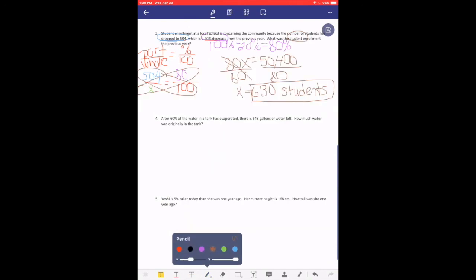Question number 4. After 60% of the water in a tank has evaporated, there is 648 gallons of water left. How much water was originally in the tank? So 60% of the water in the tank evaporated, and there is 648 gallons of water left. So when we're talking about it evaporating, that means it's getting smaller. So if we just want to note, that means that we would be subtracting in this case.